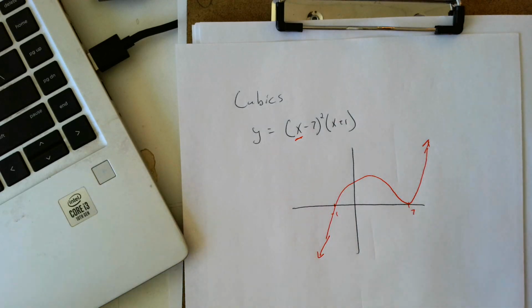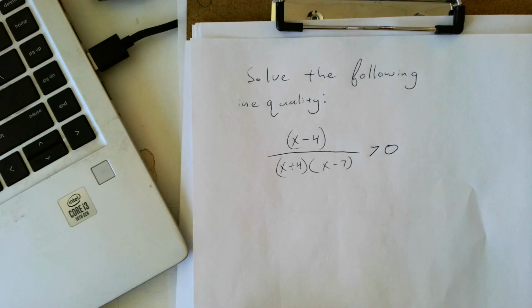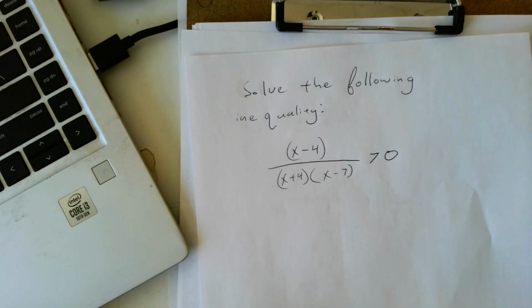All right. If you can graph all those, hopefully they were a little bit easy. I would definitely go back and screenshot them if they weren't, but this is the baseline expectation of what you can graph. Why is this important? Because you're going to encounter a problem like this. Solve the following inequality.